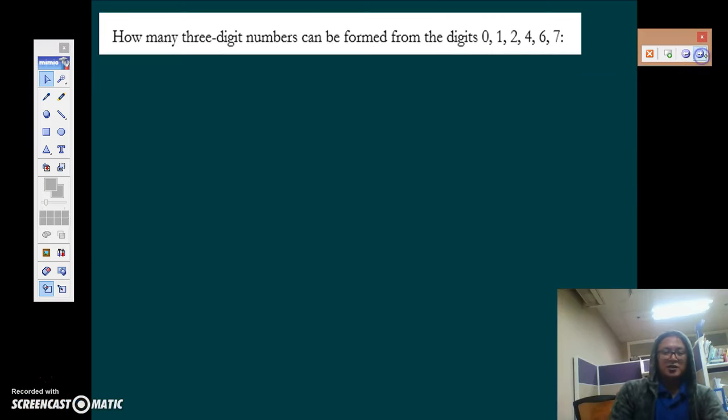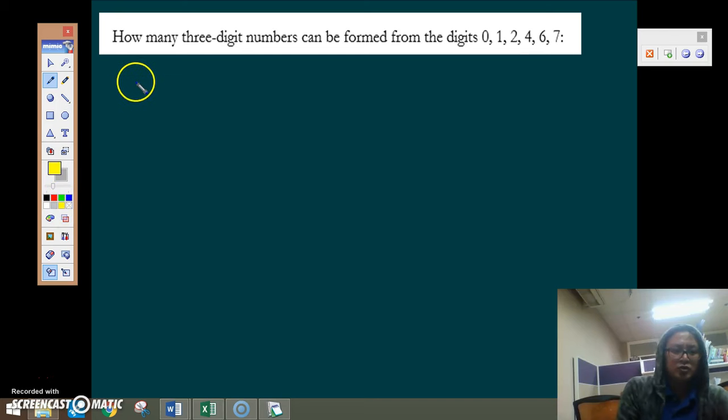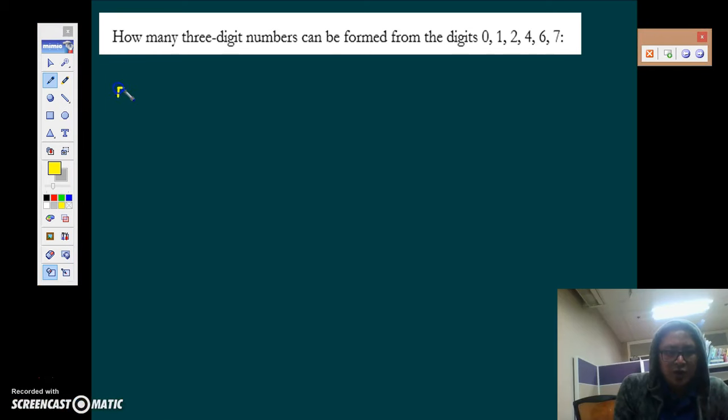Now we have this classic example. How many 3-digit numbers can be formed from the digits 0, 1, 2, 4, 6, and 7? If there's no condition, we are assuming that repetitions are allowed. However, we'll start by answering the problem when repetitions are not allowed.